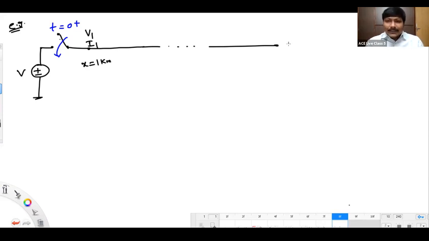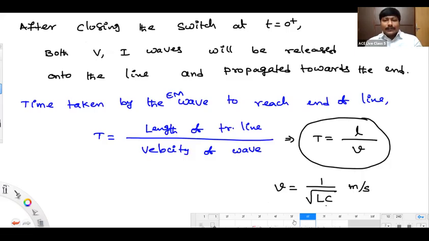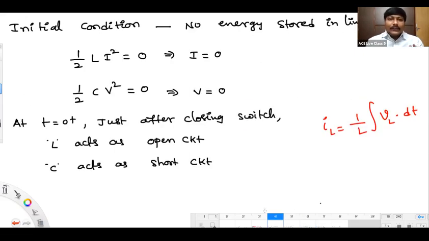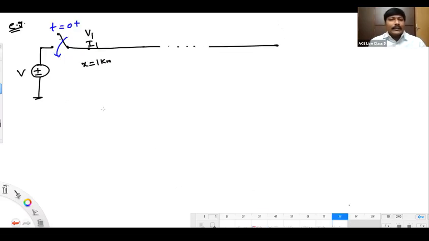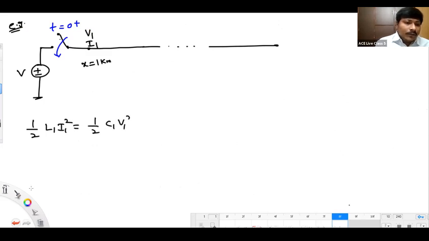Because in the first section, as an approximation, we said that half L1 I1 square is converted to half C1 V1 square. Who is the cause for this voltage V1? The current I1 is the cause. In the second section, current I2 is caused by voltage V1. So half L1 I1 square is equal to half C1 V1 square. This is the way of getting that conversion.